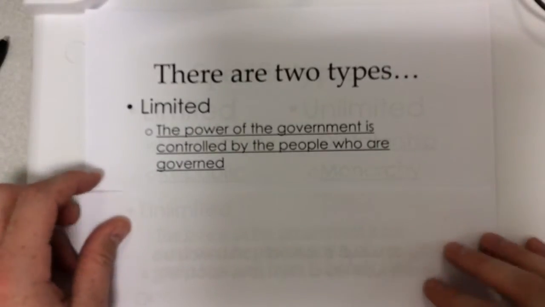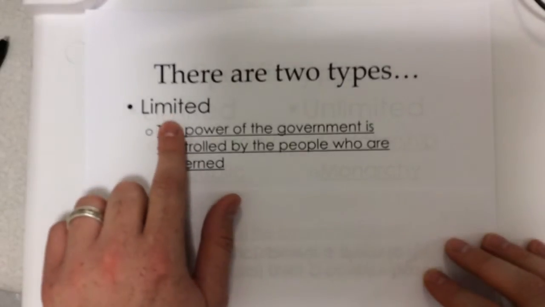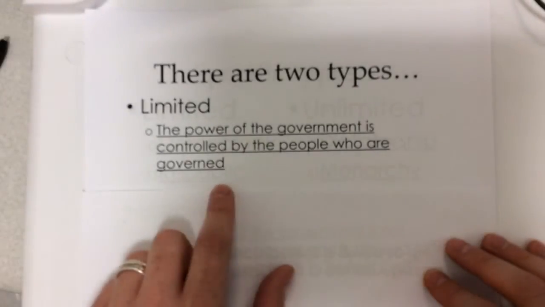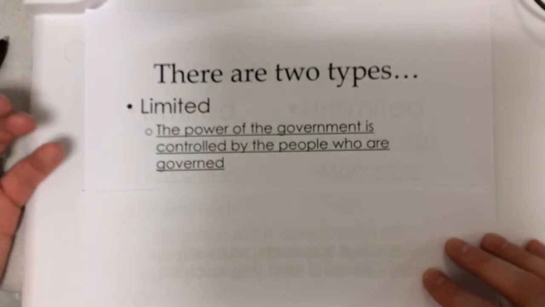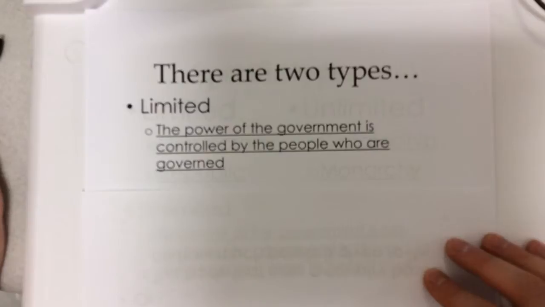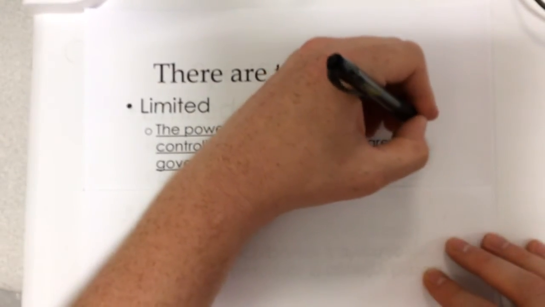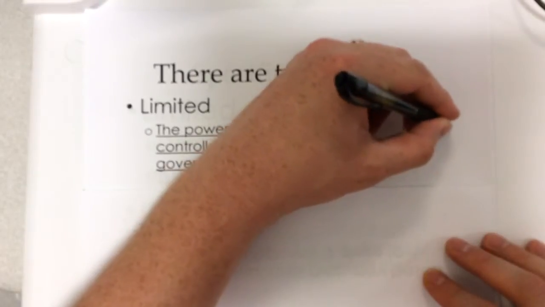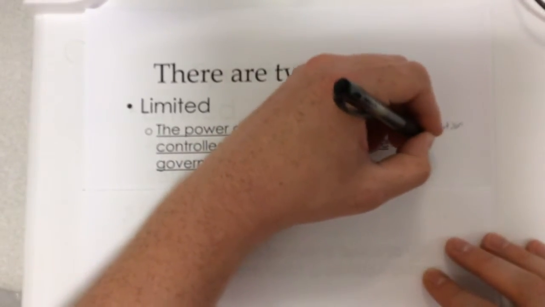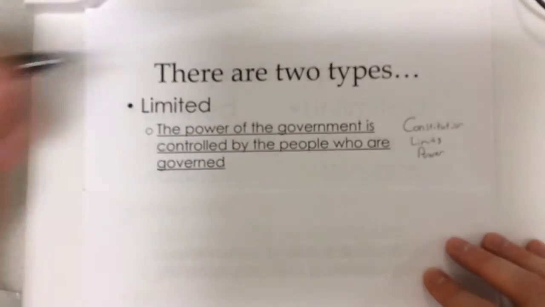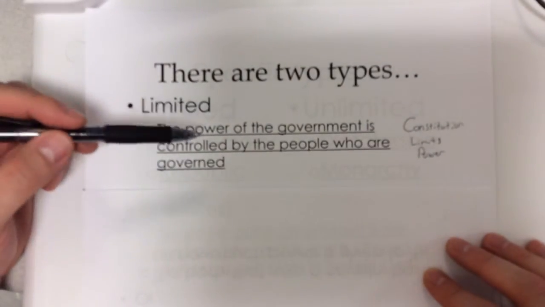There are two types of government that we have. The first type we have is limited, and this is where the power of the government is controlled by the people who are governed. So people get to vote on everything, they get to have leaders, have a choice in stuff that's going on. They're limited by something, and usually that thing that's limiting them is called a constitution. So a constitution limits power because it tells them exactly what they can and cannot do.